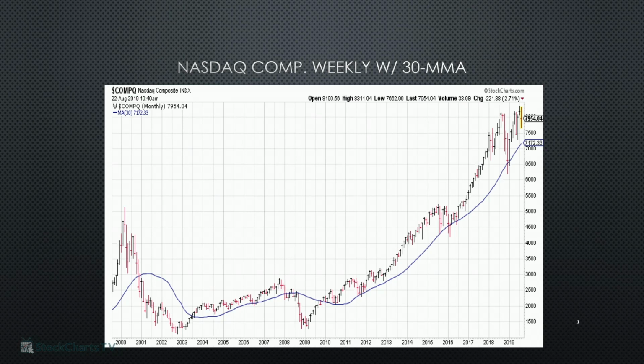And here we show with a 30-month moving average going back 20 years, if you simply played above and beneath and used the moving average as your filter, you've done remarkably well in 30 years.